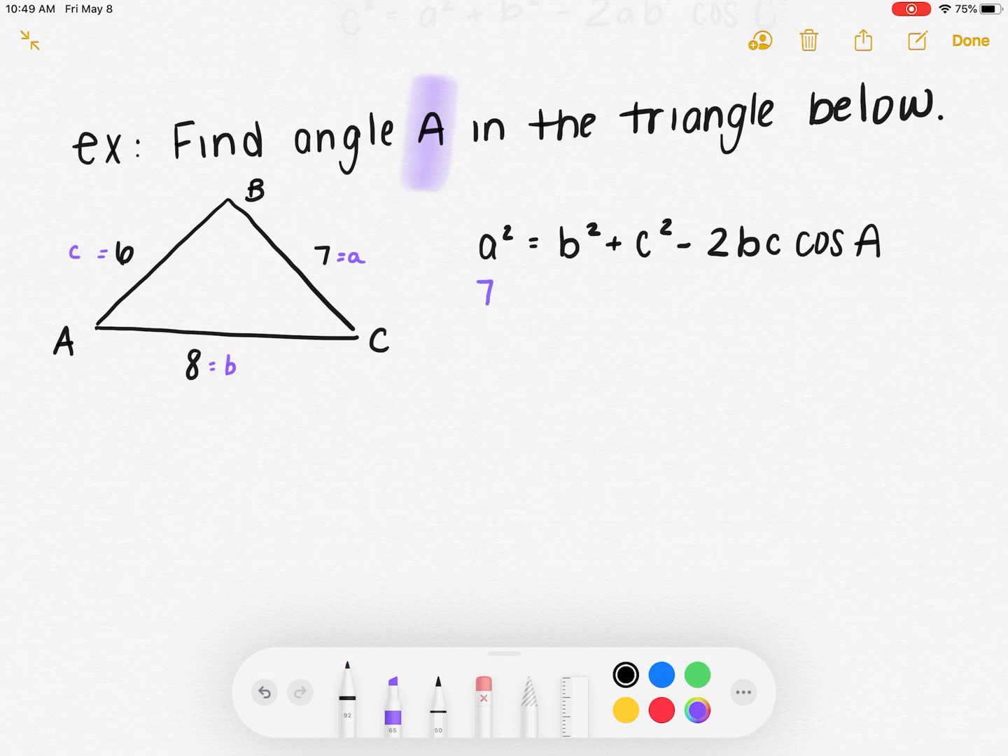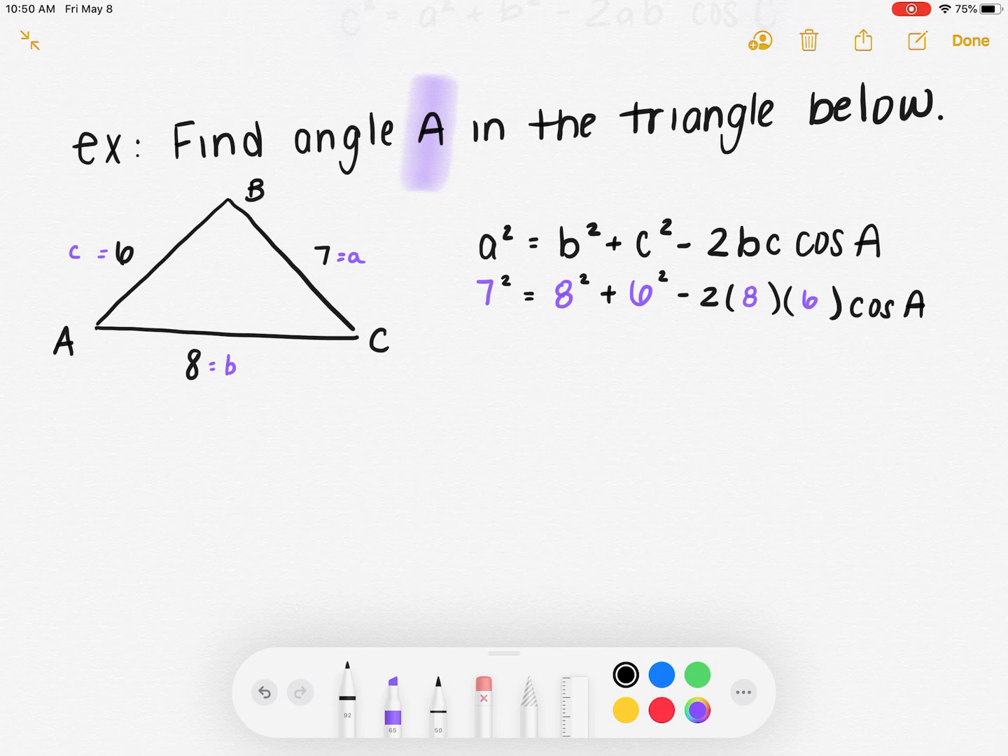So I have 7 squared equals, now instead of B, I'm going to plug in 8 squared plus, and instead of C, plug in 6 squared minus 2 times B, which is 8, C, which is 6, and cosine of A I don't know, so I'm just going to attach that.